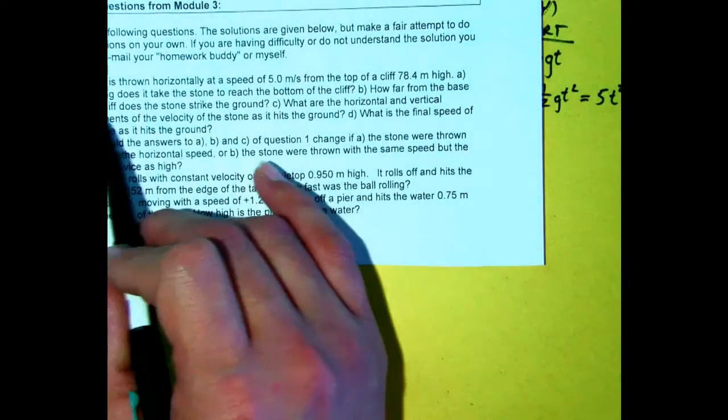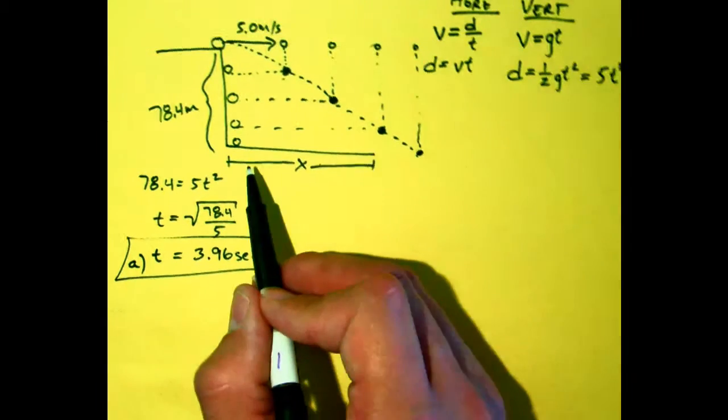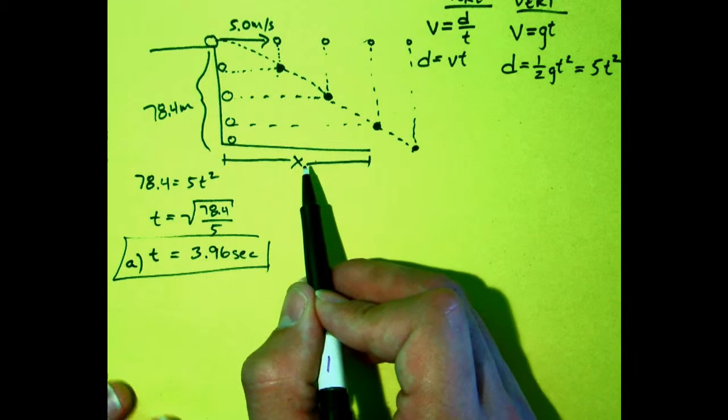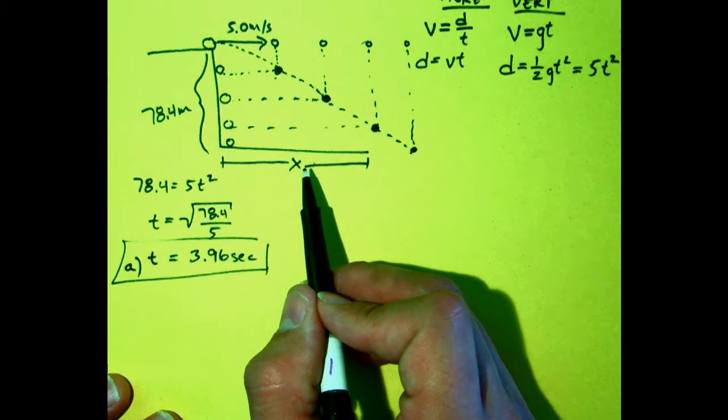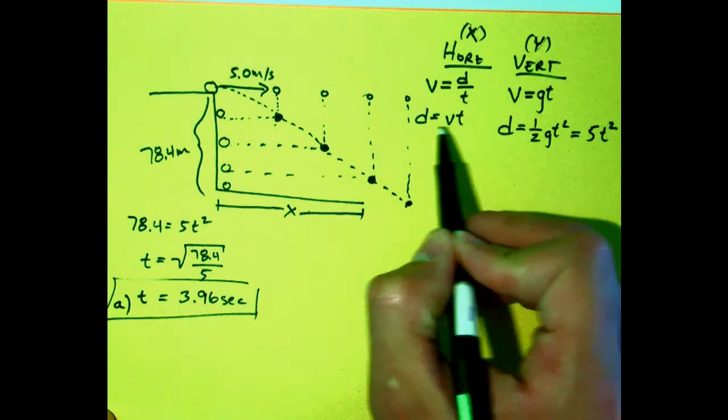Then B says, how far from the base of the cliff does a stone strike the ground? So here's the base of the cliff. We want to know what type of distance do we want to know? Is this vertical or horizontal? It's horizontal, so I go back up here, look for the one that I'll be using, and it's this.